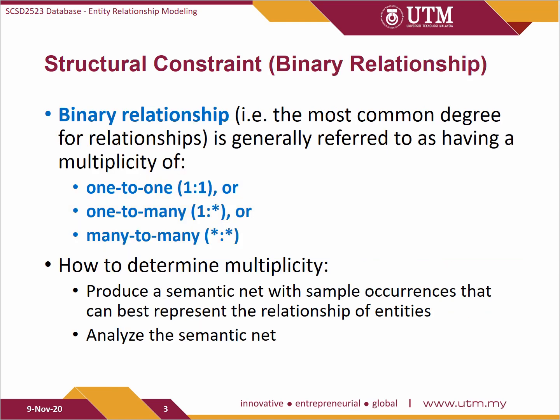As we mentioned earlier, the most common degree for relationships is binary. Binary relationships are generally referred to as being one-to-one, one-to-many, or many-to-many. So, how do we determine the multiplicity for each of these constraints and how do we represent each in an ER diagram? First, we need to produce a semantic net with sample occurrences that can best represent the relationship of entities, and next we analyze the semantic net.